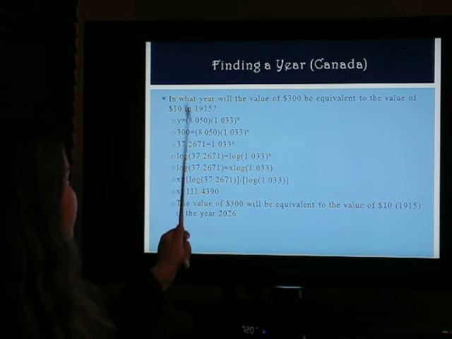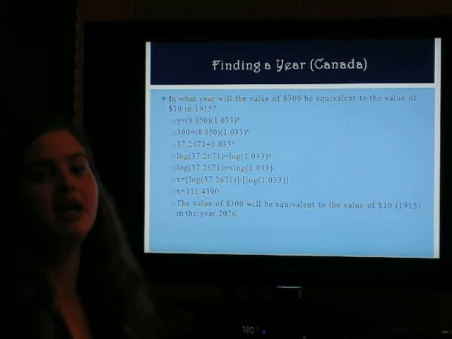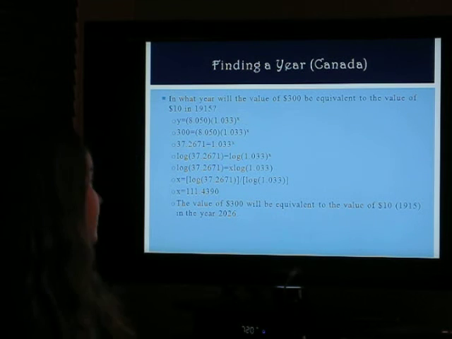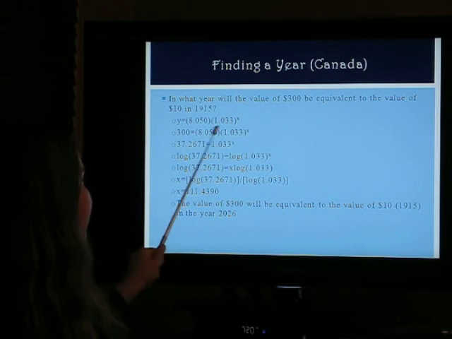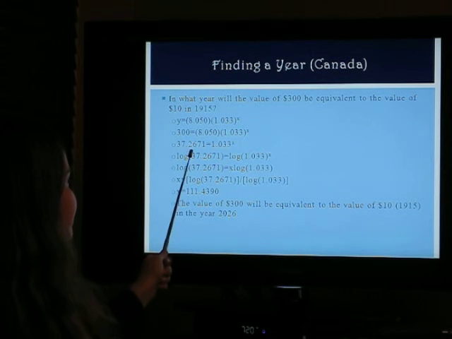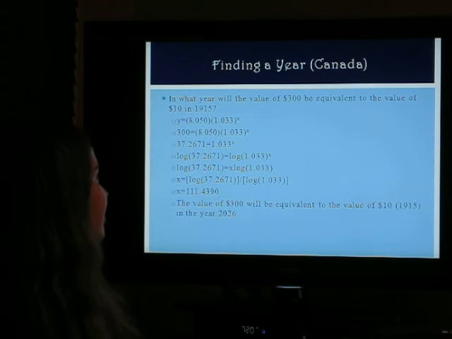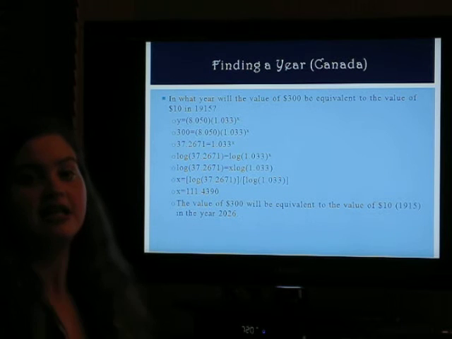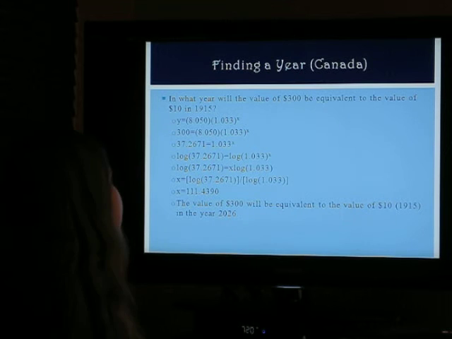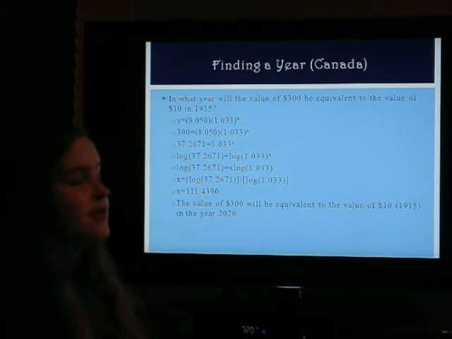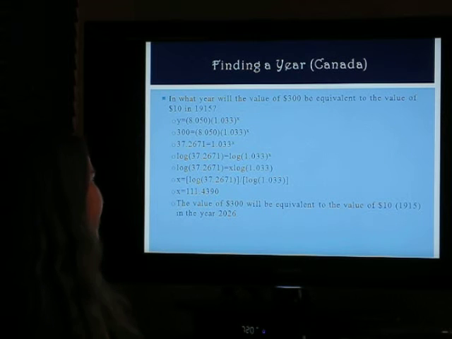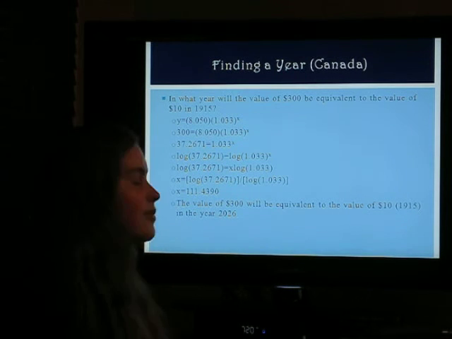Now we're going to do one last part of the problem, and that's to do a similar question but for the value of Canadian dollars. Again, y equals 300, divide by 8.050 to get 37.2671 equals 1.033 to the power of x. Take the log of both sides, move the x to the front, and so x equals log of 37.2671 divided by log of 1.033.